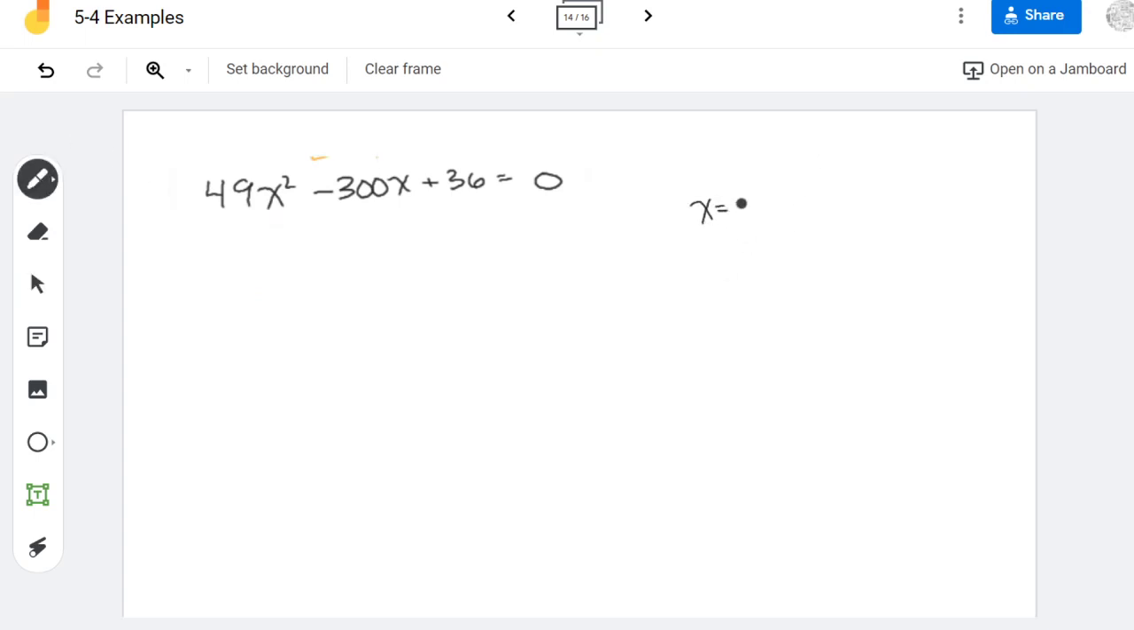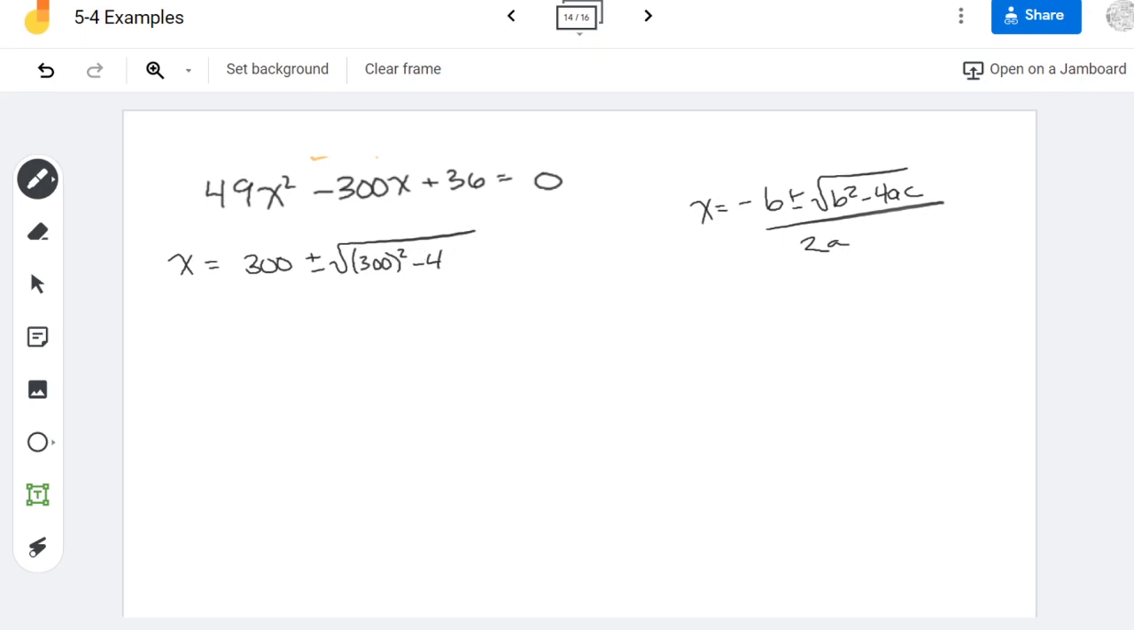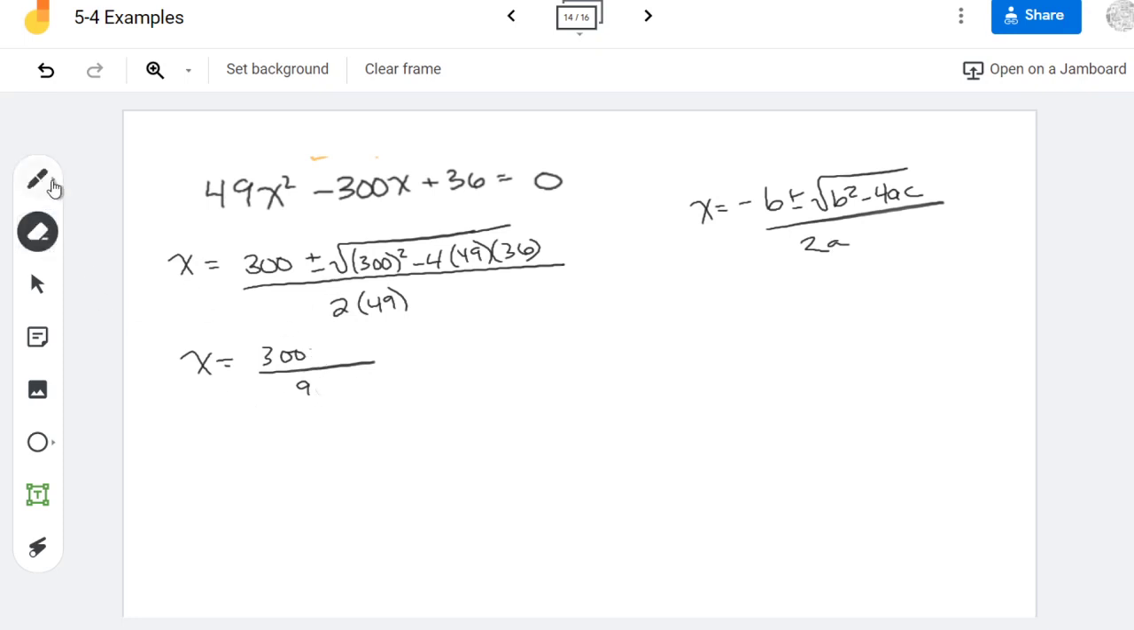So remember, our quadratic formula is x equals negative b plus or minus the square root of b squared minus 4ac all over 2a. So that's what I'm doing here. So I have x equals negative b, so I have a negative 300, so I'm just going to write a positive 300 here. And then b squared, so 300 squared minus 4 times 49 times 36 all over 2 times 49. Yuck. Okay. Hopefully this cleans up somewhere, because I don't really want to deal with that. Oh, that would be 98, not 96. Oops.